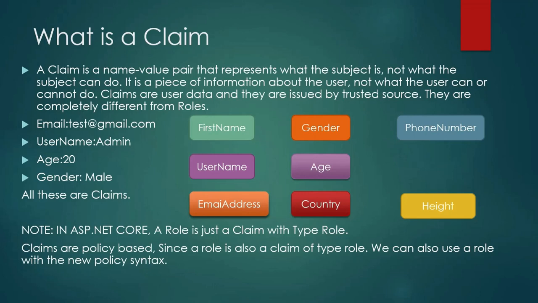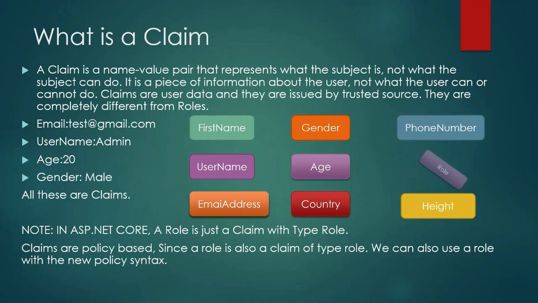In ASP.NET Core, a role is just a claim with type role. So claims are policy based. Since a role is also a claim of type role, we can also use a role with the new policy syntax. We'll be able to see this when we explain more, but I don't want you to get confused about roles for now. I'm just mentioning that a role is just a claim with type role. That means a role is actually a claim.